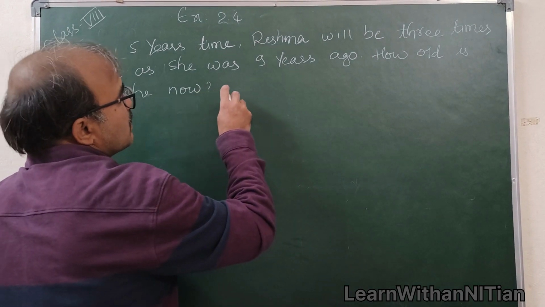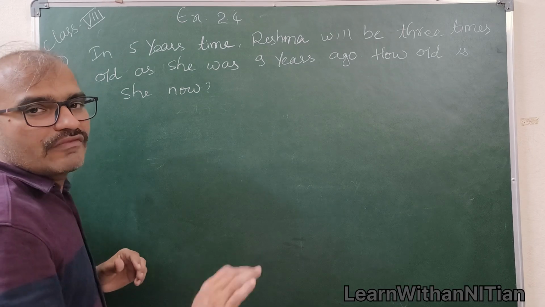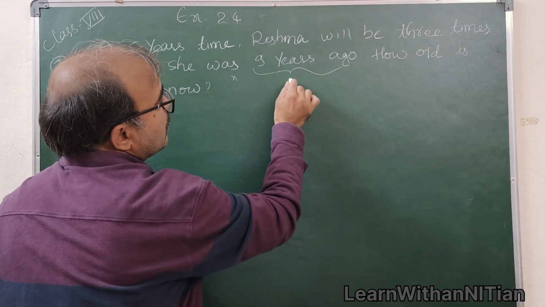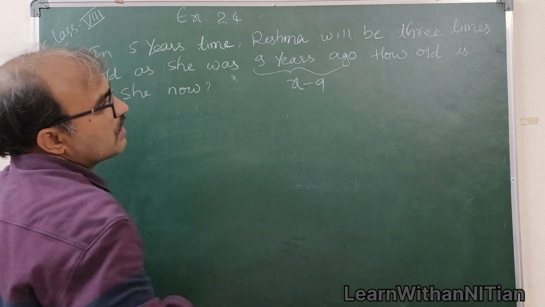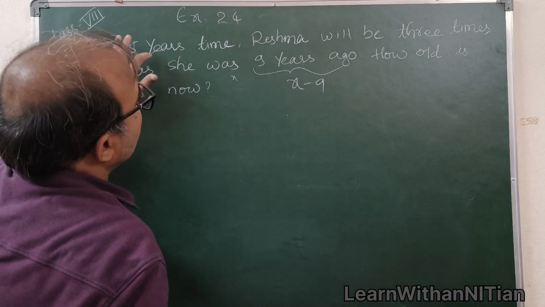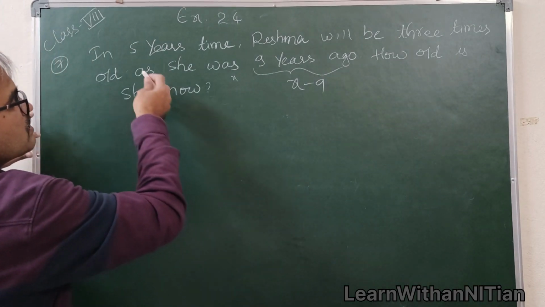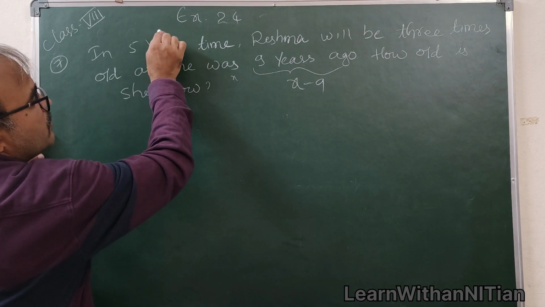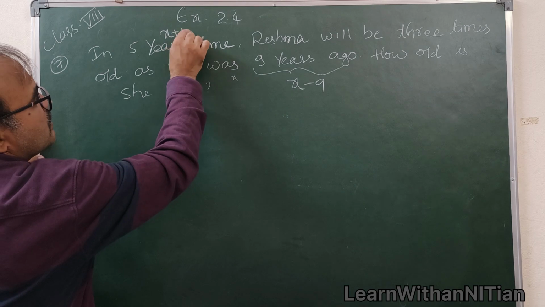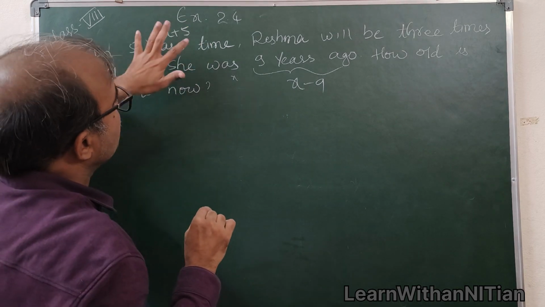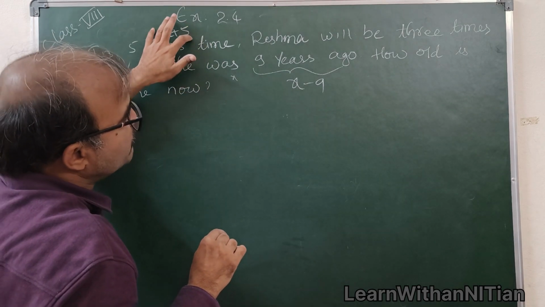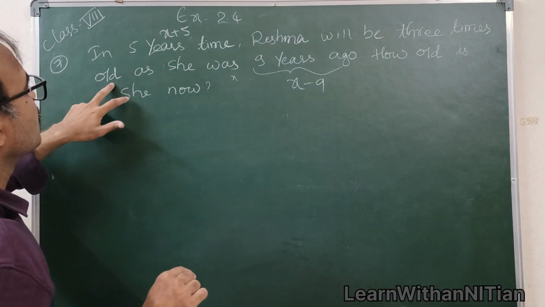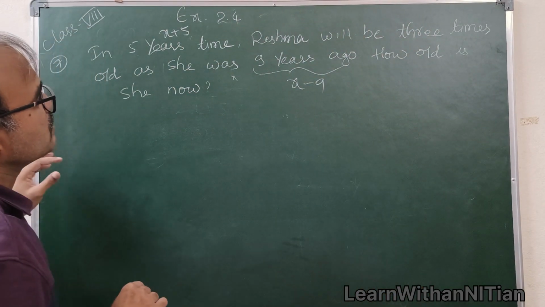9 years ago, if her present age is, sorry, if her present age is x, 9 years ago her age will be x minus 9, right? In 5 years time means after 5 years, x is present age. After 5 years, her age will be x plus 5. So this x plus 5 will be 3 times the x minus 9.